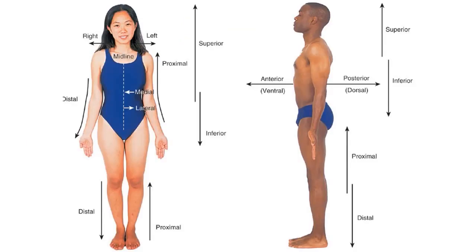Now let us address the directional terms, which are a bit too many, but we will try to make it as easy as possible. First of all, we draw a midline of the trunk, of the head, the neck, and the trunk.